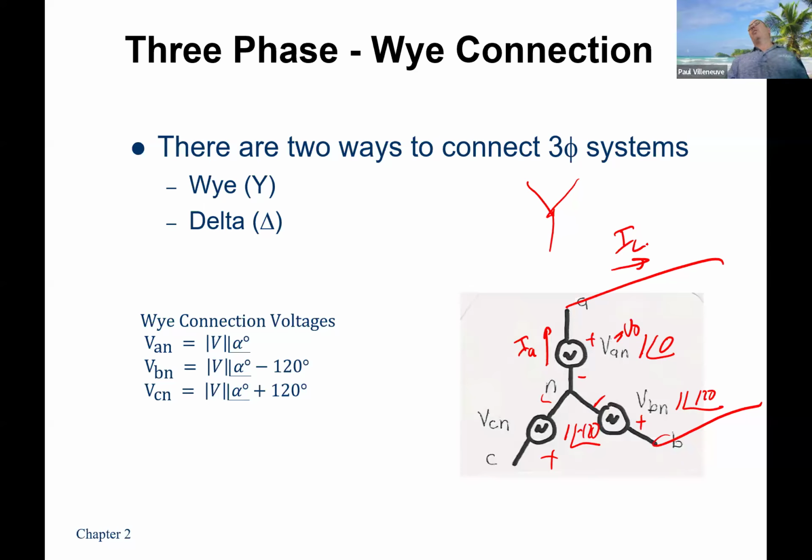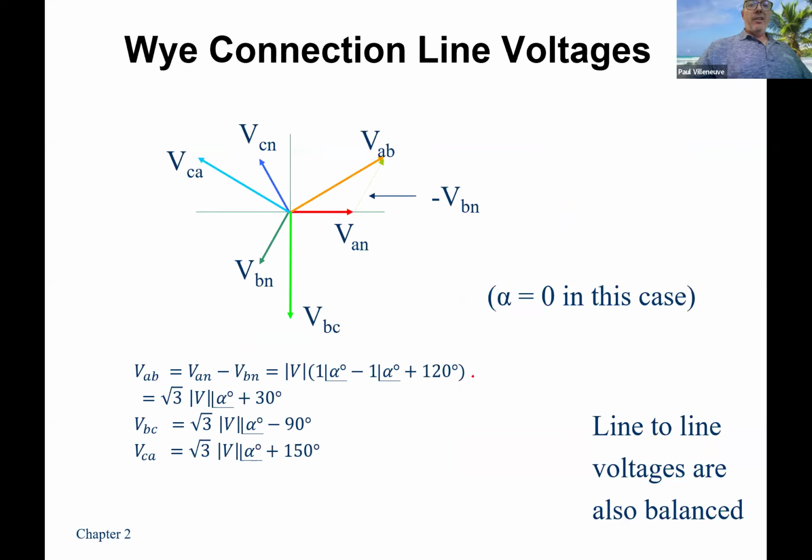Because of KCL, the current in equals the current out. Over here, I have to vectorially add VAN and VBN. If I wanted to get the voltage potential VAB, I would just do a KVL loop around it, and I end up with this equation. My line voltage, VAB, is equal to the square root of 3 times the magnitude of the phase voltage, at the angle of the phase voltage plus 30 degrees.